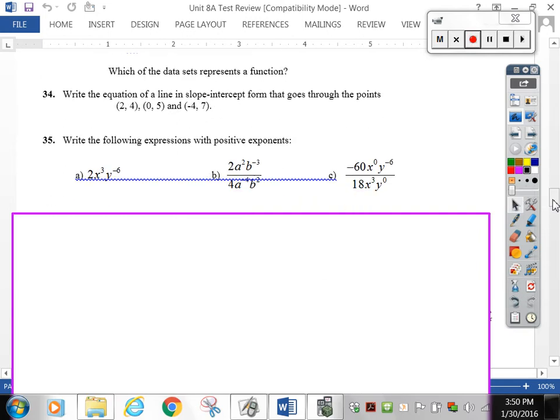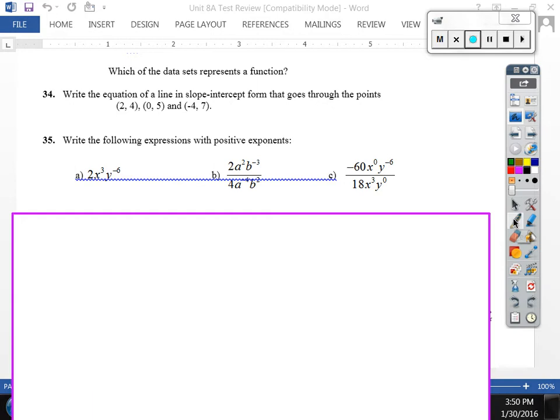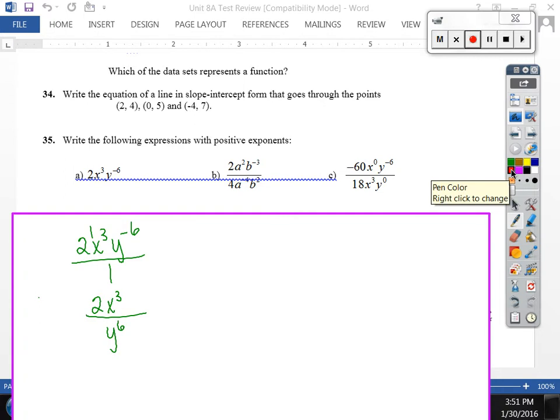Now I want to write the following expressions with positive exponents. If I have negative exponents and my monomial is not written as a fraction, I'm going to write it as a fraction. So this is 2x cubed y to the minus 6, and I'm going to make that a fraction. Everything that has a positive exponent stays where it is. Everything that has a negative exponent moves. So 2 to the first power stays where it is. X cubed stays where it is. Y to the negative 6 moves down and becomes positive.